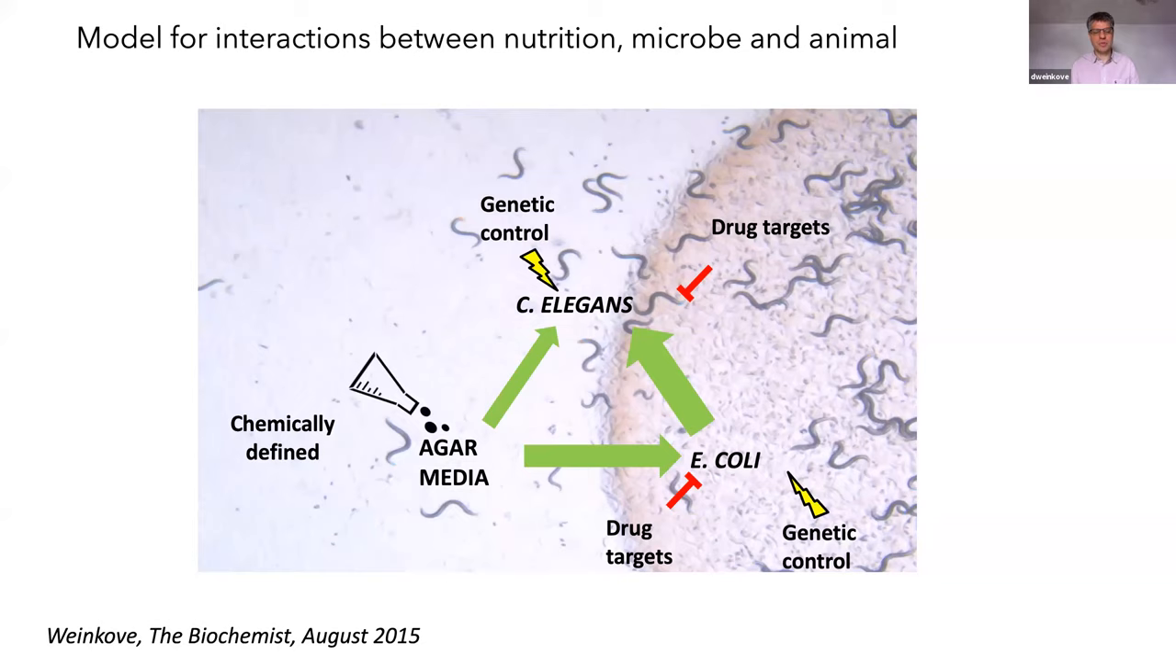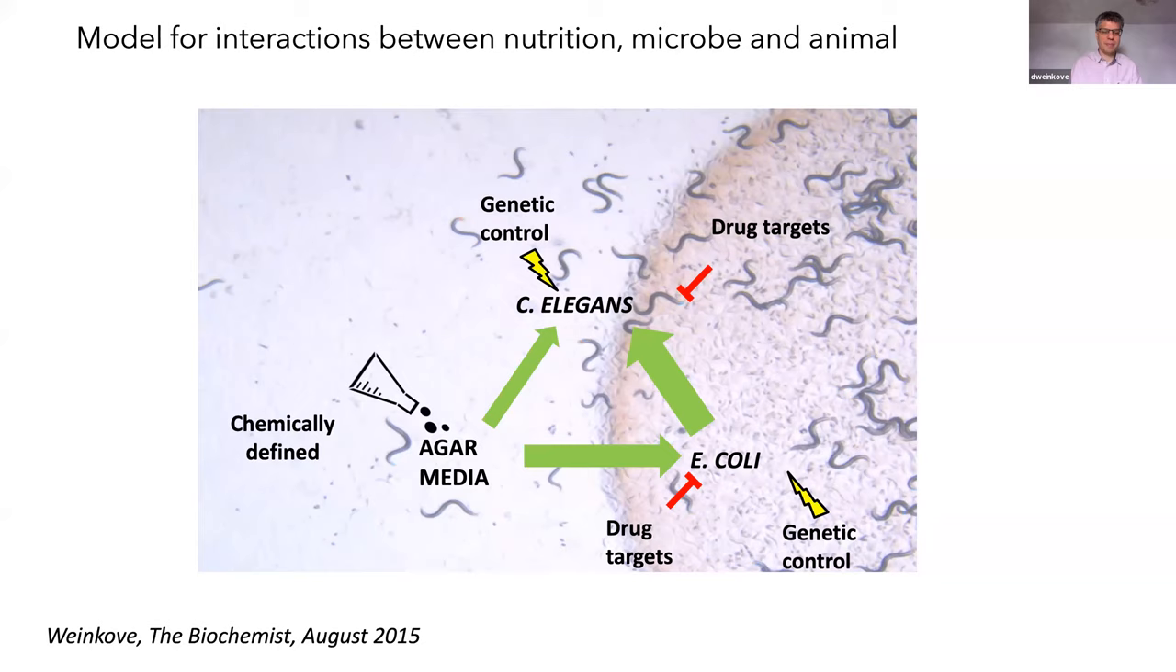And what I'm trying to show you is that there are multiple ways we can manipulate this system. We can manipulate the worm itself through genetics or drugs. We can manipulate the bacteria through genetics and drugs. And we can manipulate the media by changing the composition of that media.